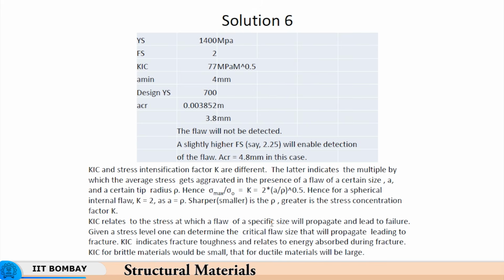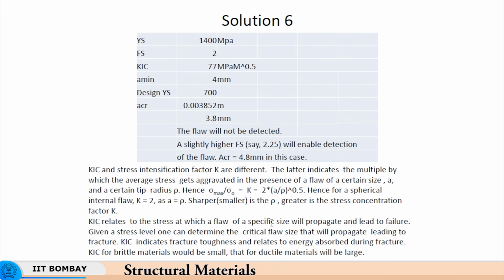On the other hand, if there is a spherical flaw, like a pinhole or blowhole, then K, the stress intensification, is equal to 2, because the flaw size is 2A, so A is equal to the radius, which is rho. So rho is the tip radius as well as the radius of the flaw. That's why A by rho becomes equal to 1, and therefore K is equal to 2. So for an internal flaw of spherical shape, K is equal to 2. And for sharper flaws, the smaller the rho, the greater the intensification factor.